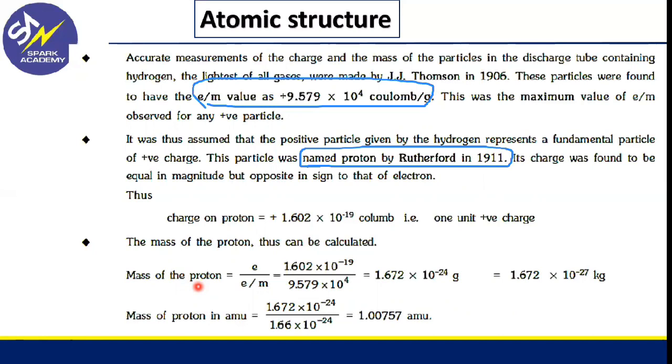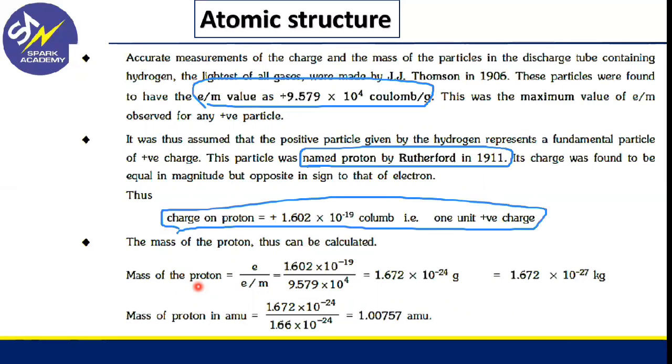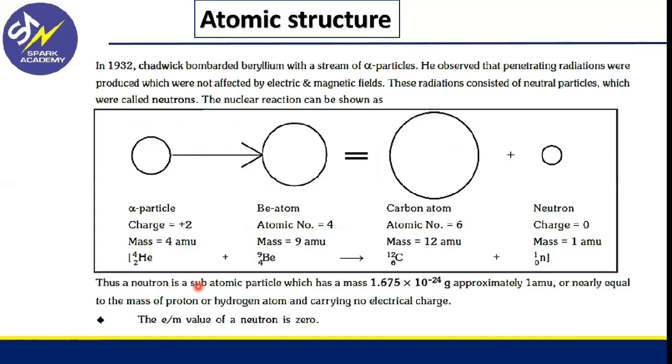The charge was determined to be plus 1.602 times 10 to the power of minus 19 coulomb, which is exactly equal to the value of the electron. In proton it is positive, it is negative in case of electron. So based on charge and charge over mass, the mass of proton was determined to be 1.672 times 10 to the power of negative 27 kilograms. So that was about proton, the positively charged particle.